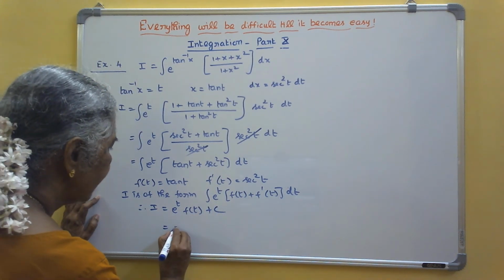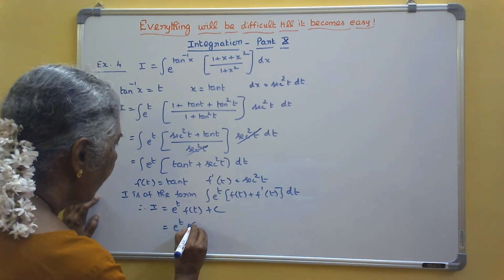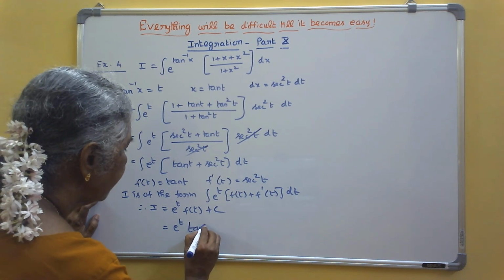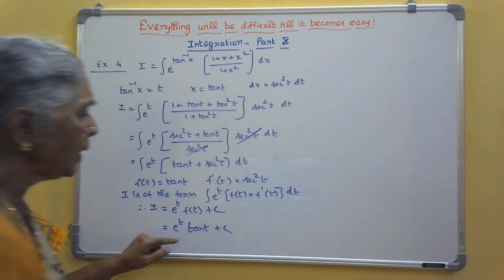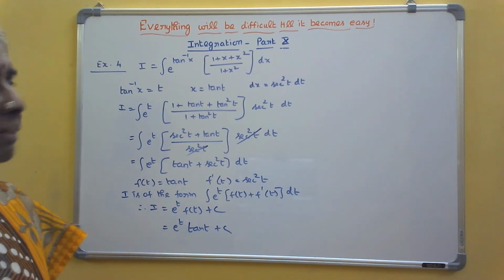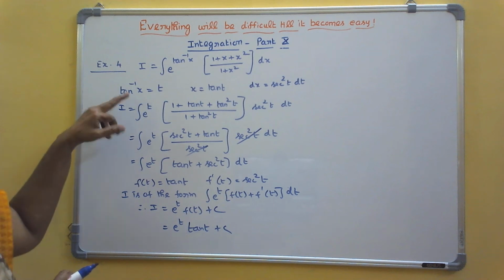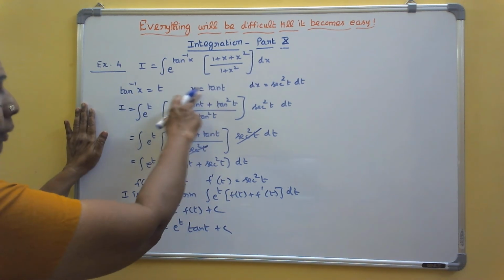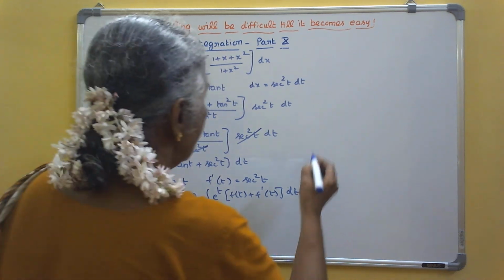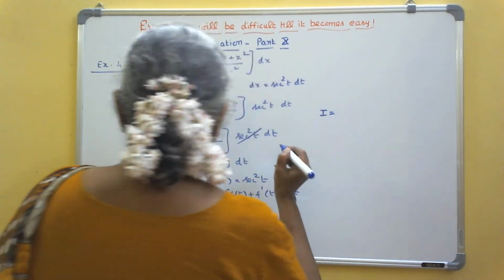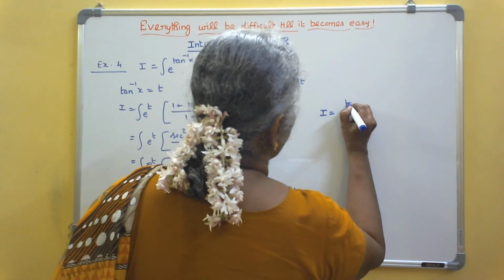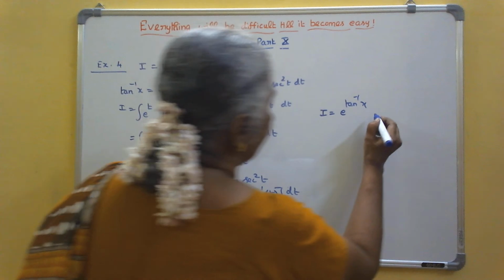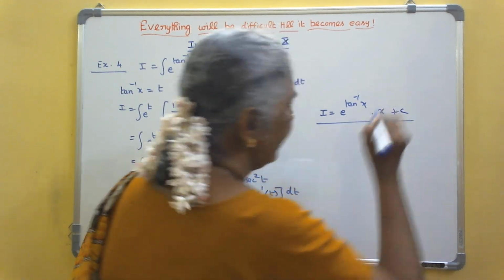So now the answer is e power t f of t, and f of t is tan t, plus c. But don't give this as the final answer because we have to go back to x. What is x now? That is, t is tan inverse x, and tan t is x. T is tan inverse x. So I will write it here, e power tan inverse x, then for this tan t, I can write x, plus c. This is the answer.